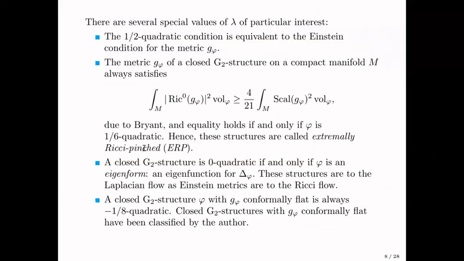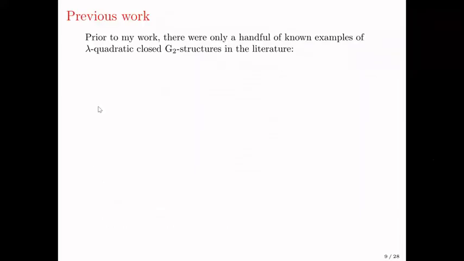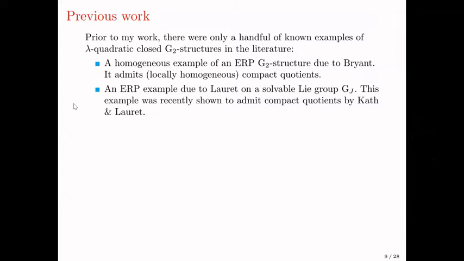Yeah, and it's interesting because I'd say primarily the interest in extremely Ricci-pinched things comes from the compact case, because they're defined initially in terms of conditions that should hold for compact manifolds. Okay. There was an ERP example due to Jorge Larret maybe 4 years ago. He defined it on a solvable Lie group GJ, and this example was recently shown to admit compact quotients by Kath and Larret. In particular, this falsified a conjecture of Clayton and Ivanov that suggested that the only possible compact ERP G2 structures should be the quotients of Bryant's example.